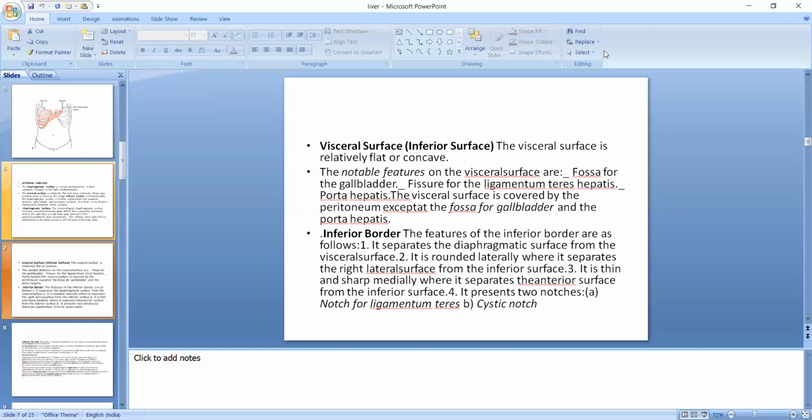The features of the inferior border are as follows. It separates the diaphragmatic surface from the visceral surface. It is rounded laterally, where it separates the right lateral surface from the inferior surface, and it is thin and sharp medially, where it separates the anterior surface from the inferior surface. It presents two notches, for the ligamentum teres and the cystic notch.